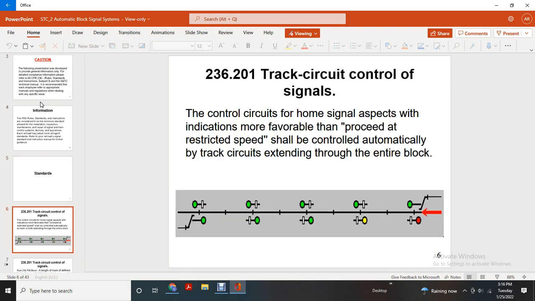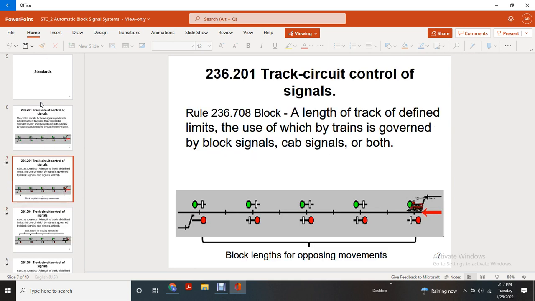Alright, track circuit control of signals. These control circuits for home signals: any aspect indication more favorable than proceed at restricted speed shall be controlled automatically by track circuits extended through the entire block. 236.201, track circuit control of signals.